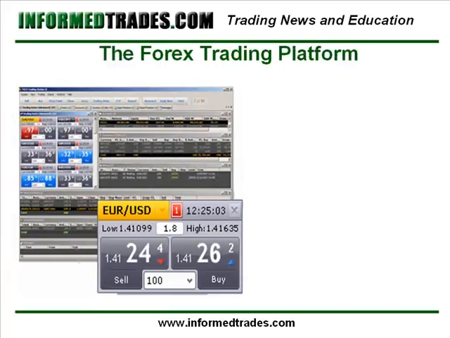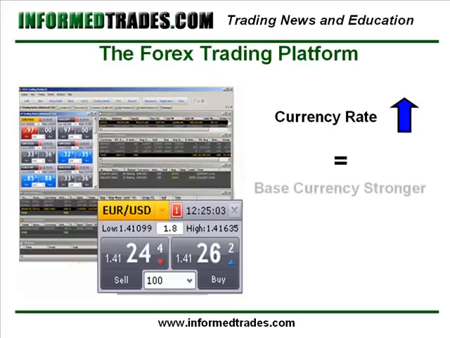With this in mind, if a quote for a particular currency pair increases, then this means that it now takes more of the counter currency to buy one of the base currency. Another way of looking at this is that when the quote for a particular currency pair increases, this means that the first or base currency in the pair has strengthened and the second or counter currency in the pair has weakened.